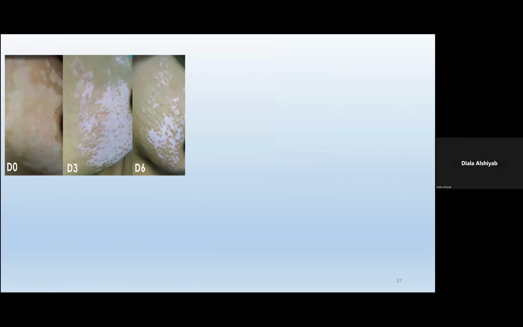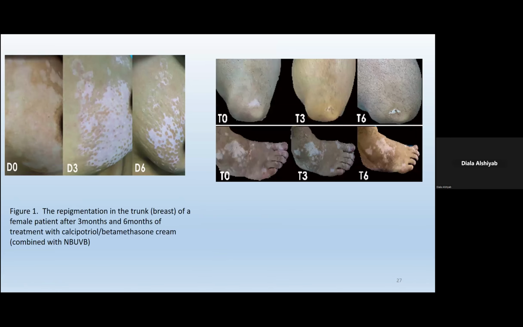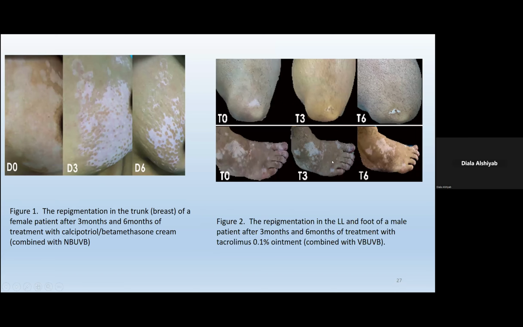This is one of the patients who was in the calcipotriol group. You can see the improvement in combination with calcipotriol, betamethasone, with narrowband UVB. Another patient on both tacrolimus and narrowband UVB, you can see the improvement with time, but again, tacrolimus had the lowest response.